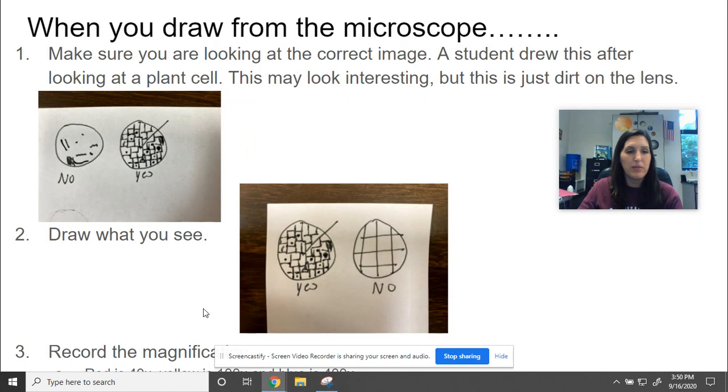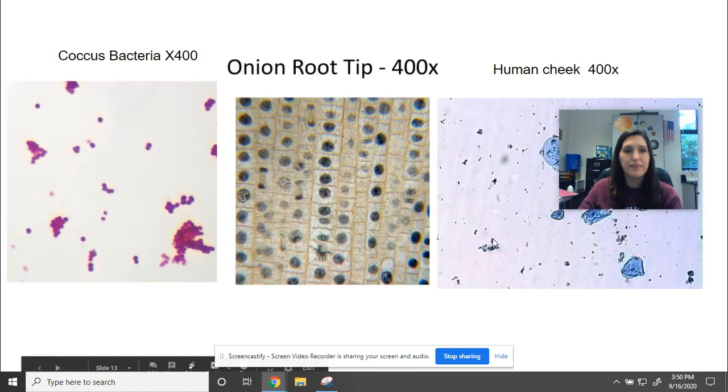And finally, at the bottom here, it says record the magnification. Remember, if you're on the red objective lens, that's a 4, and that's 40 times power. If you're on the yellow, you're at 100 times power. And if you're on the blue, you're at 400 times power. Make sure you record the strength, okay?